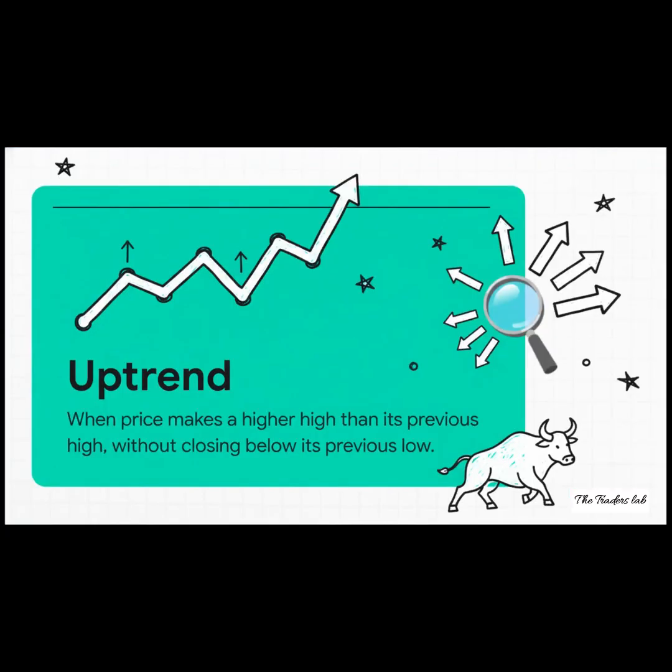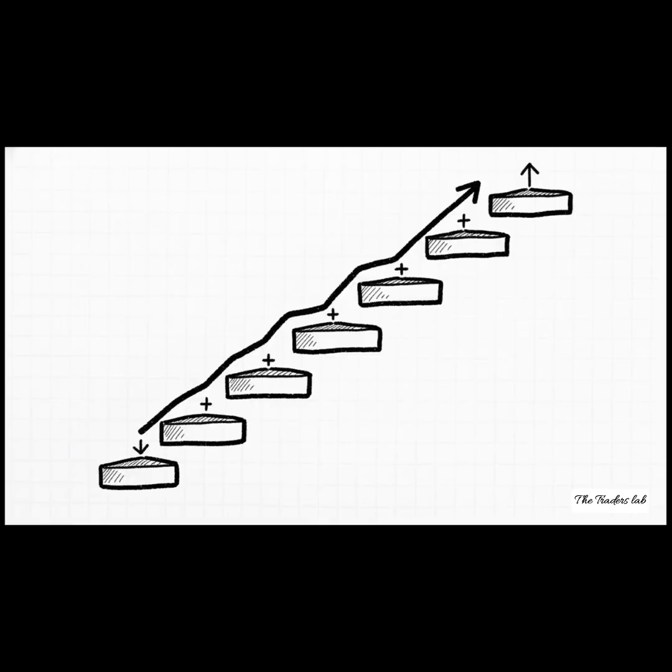First up, the one everyone loves to see, the uptrend. This is when the market is making a clear series of higher peaks, which we call higher highs, and higher valleys, or higher lows. It's a crystal clear signal that the buyers are in charge and that you should probably be looking for opportunities to buy. The easiest way to picture this: just imagine a staircase climbing up. Every single step up creates a new higher high. And the flat part of the step you were just on, that's your higher low. Pretty simple when you think of it like that, right?